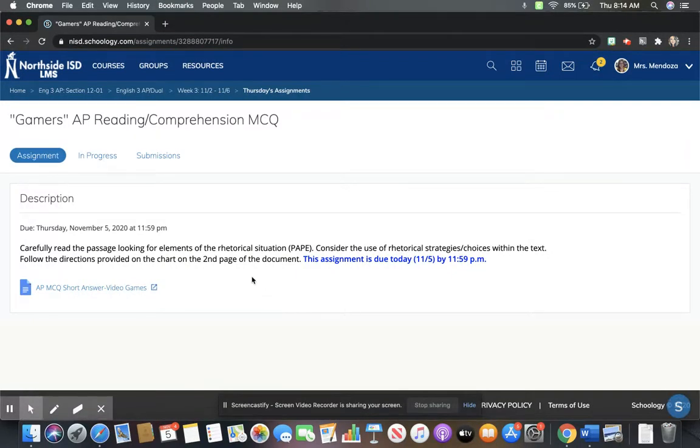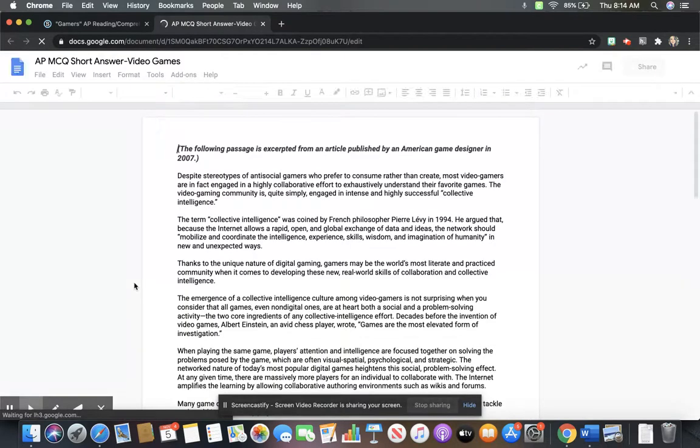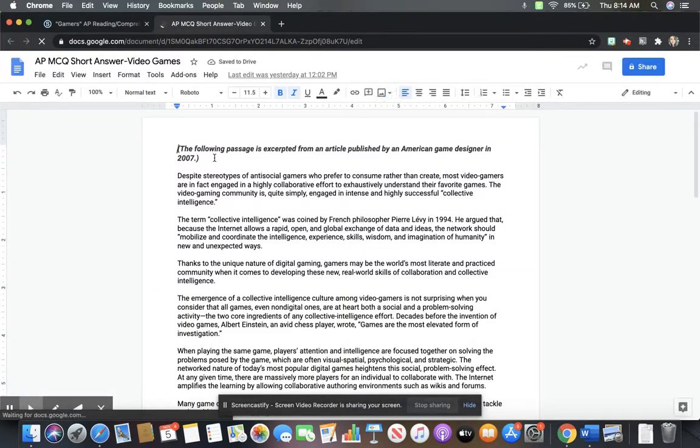One of the things I mentioned here in the directions is I would like for you to look at the elements of the rhetorical situation and then be looking for the use of rhetorical strategies and choices within the text. So when you open this document, the first page is the passage itself, and it gives you a little bit of context. It's an excerpt from an article published by an American game designer in 2007.